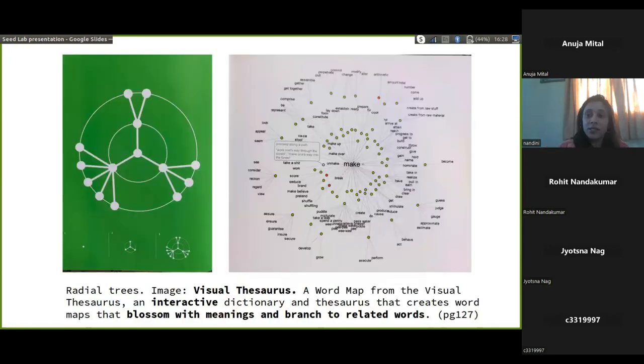Can we think of trees, and this is an example that I really like, as interactive? So for instance, people were asked, when you think of the word make, the visual, what do you associate it with? Not only what do you associate it with, but what are a branch of related words that move out from there, and you grow out from there. So you blossom with meanings, you blossom with relationships.